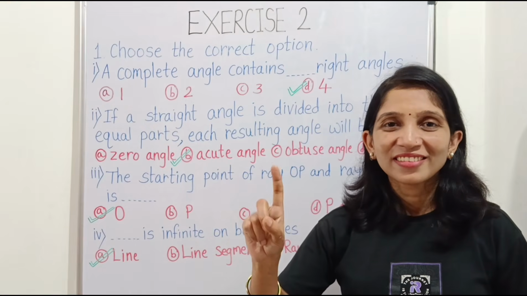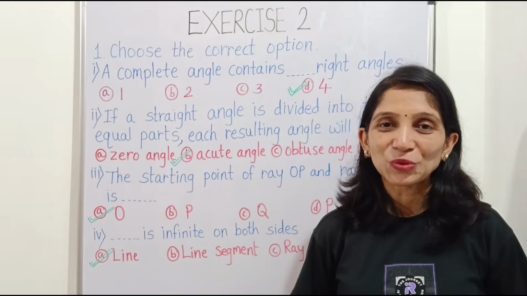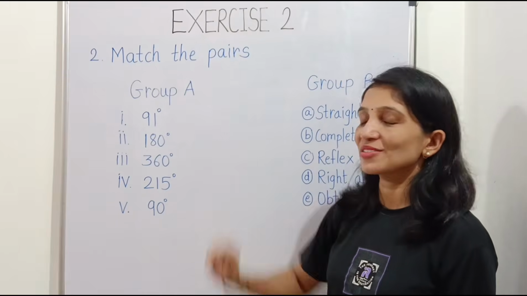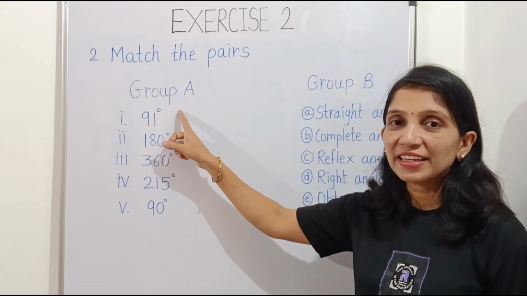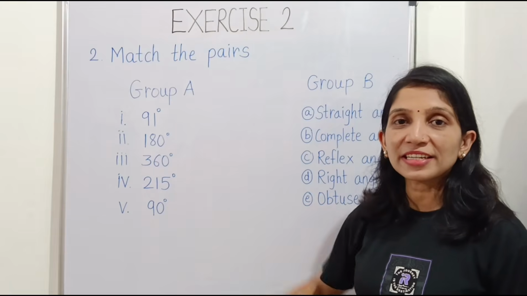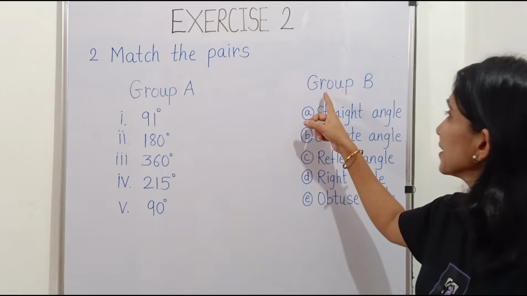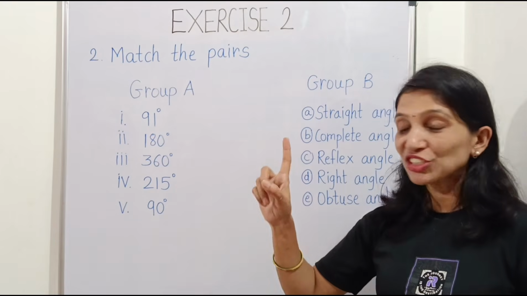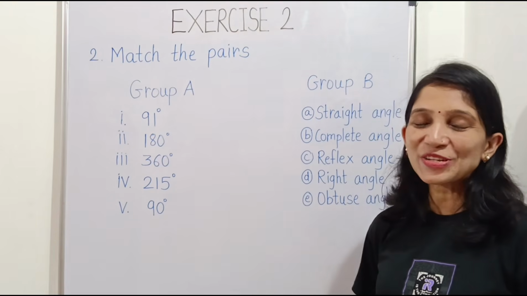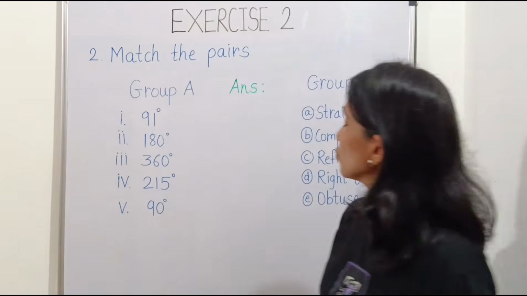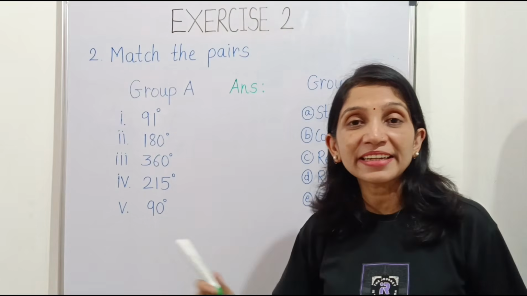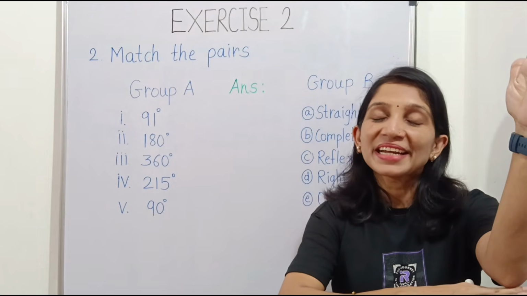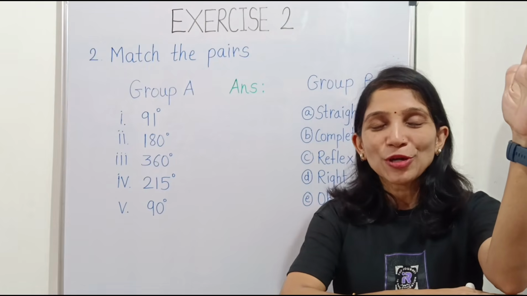So mission 1 accomplished. Let's see our mission 2. Mission 2. Match the pairs. In group A, measures of some angles are given. And in group B, type of angles are given. Our mission is to match them. Let's do it. First one is 91 degree. 91 degree is more than 90 but less than 180. That means it is obtuse angle.